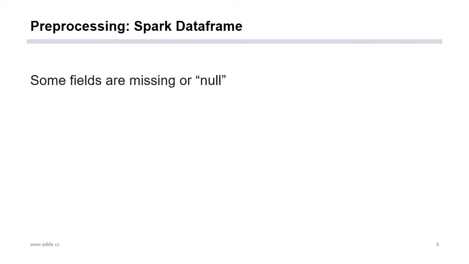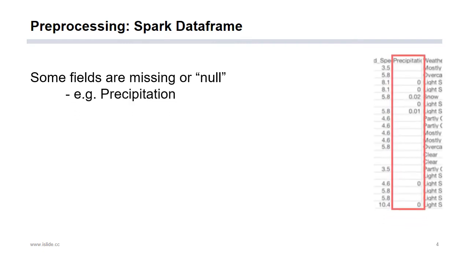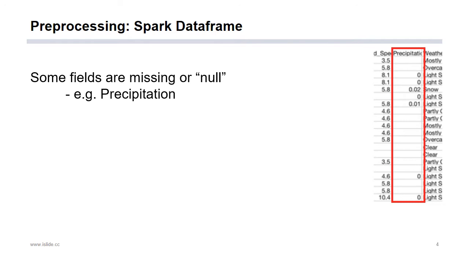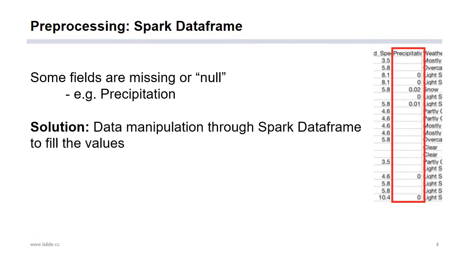To prepare the data for analysis, we performed pre-processing on it. The dataset contained considerable amounts of missing and null values. For example, the precipitation parameter had many missing values. As a solution to this, we planned multiple data manipulation techniques in Spark data frames to fill in any missing values.